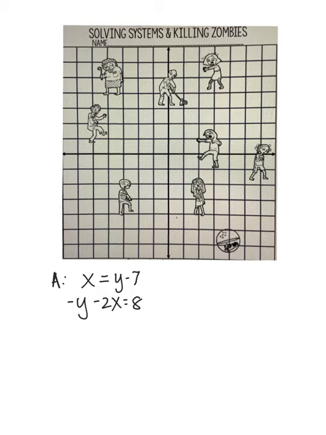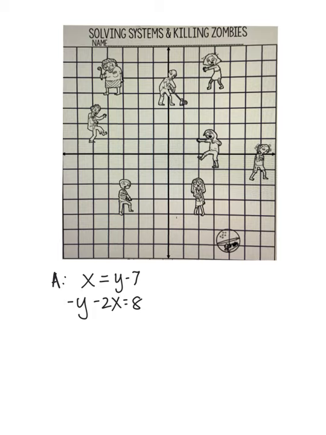So I understand some of you needed a little bit of help with this zombie activity. In today's sub-activity, you got to pick which method you wanted to use to solve the system. Remember I said you could use elimination or substitution. For letter A, I'm going to do two of these with you.